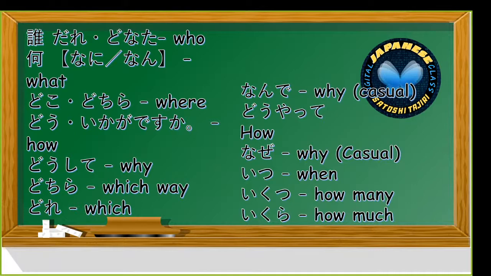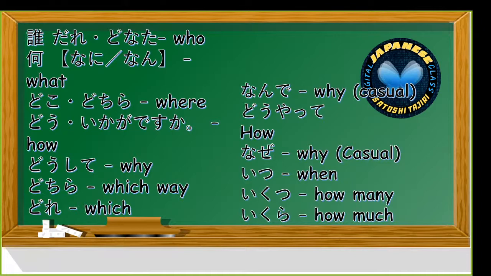Then we have our dochira, which way. Dore is for which. We are able to use dore for comparing more than 3 items, while our dochira is for 2 things. Then we have our ikutsu for how many. Ikutsu arimasu ka? Itsu is when. Then for how much, we have our ikura.